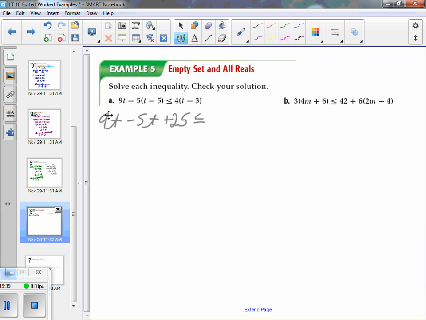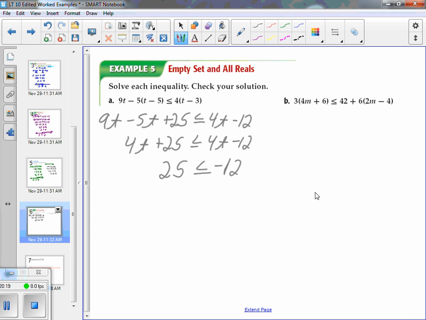Then on the right side, I need to distribute that 4. So I get 4t minus, what was it? 12. Now, I'm not finished simplifying, because on the left side, 9t minus 5t is 4t. So 4t plus 25 is less than or equal to 4t minus 12. Subtract 4t from both sides, and something that we don't really like happens. We get zeros for the t's, don't we? So we get 25 remaining. We get our less than or equal to, we get negative 12.